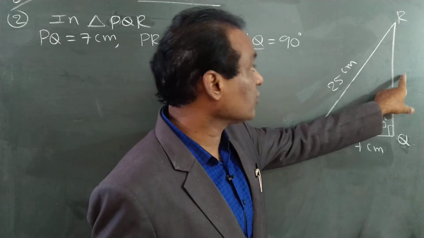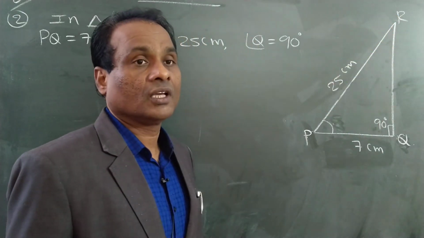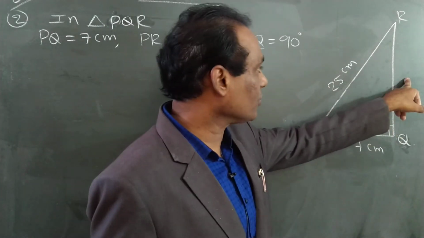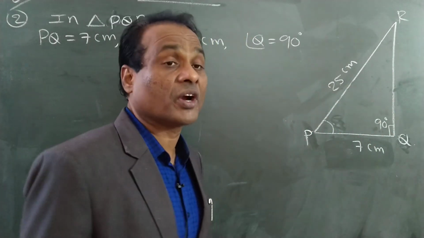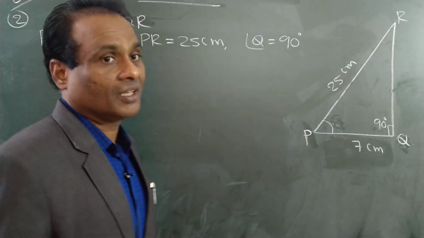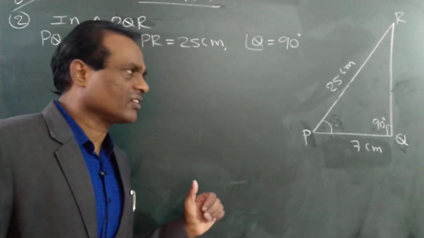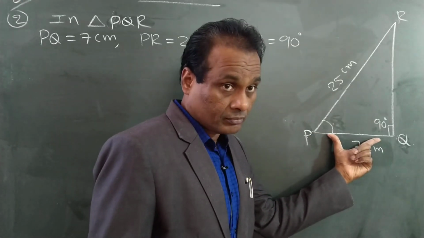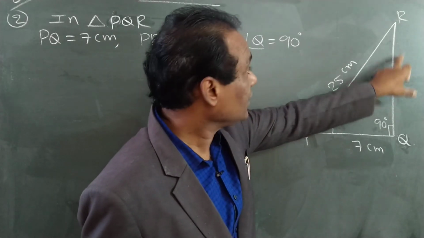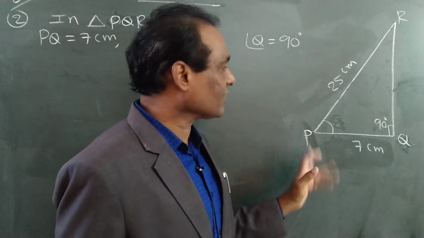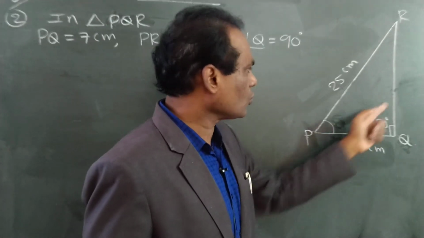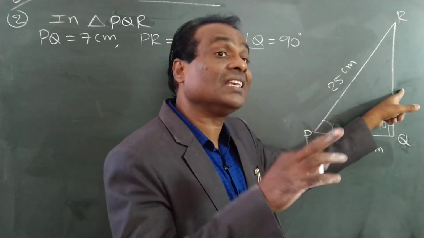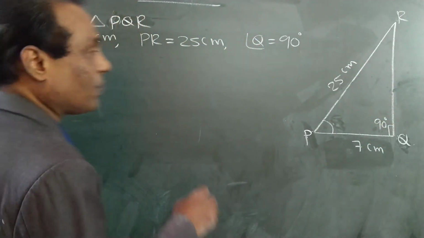Side square plus side square is equal to bigger side square. Opposite square plus adjacent square is equal to hypotenuse square. But instead of writing opposite, adjacent and hypotenuse, I will use the symbols. So PQ square plus QR square is equal to PR square. Very simple. These two are the smaller sides, this is the bigger side. This side square plus this side square is equal to bigger side square. That is called the Pythagoras theorem.